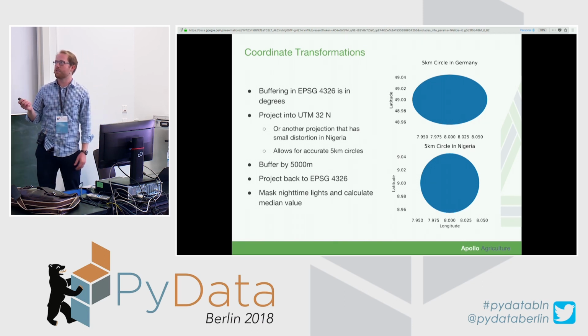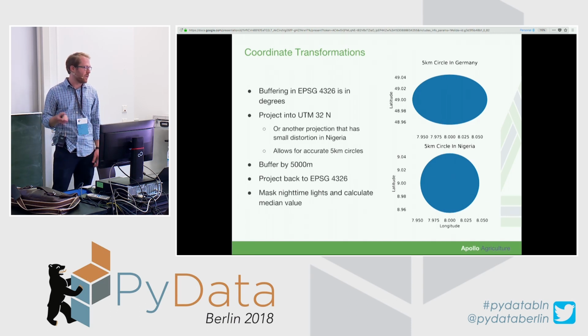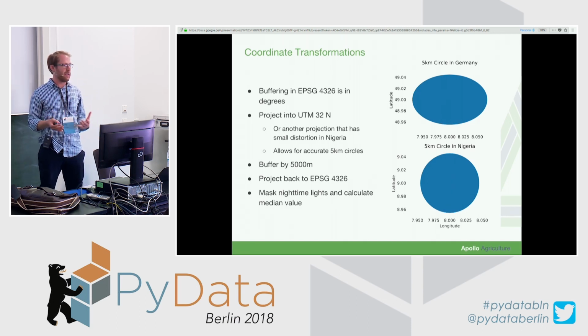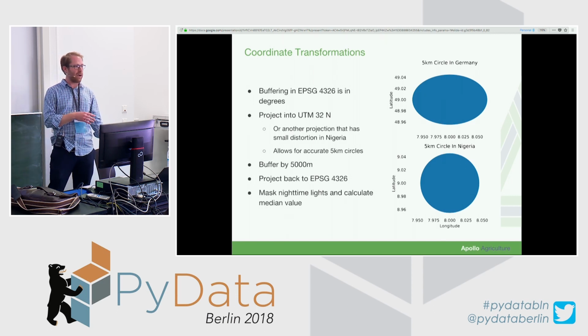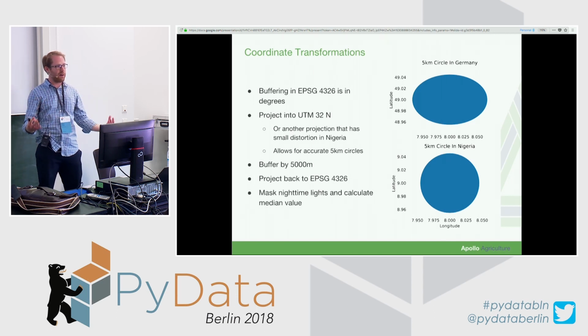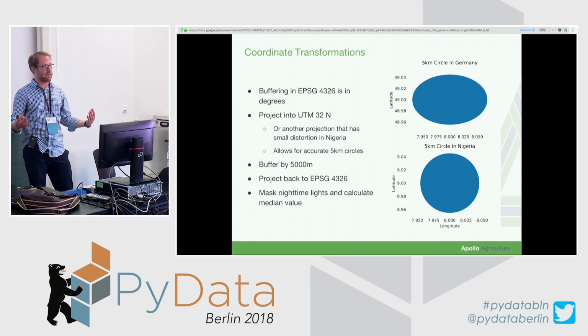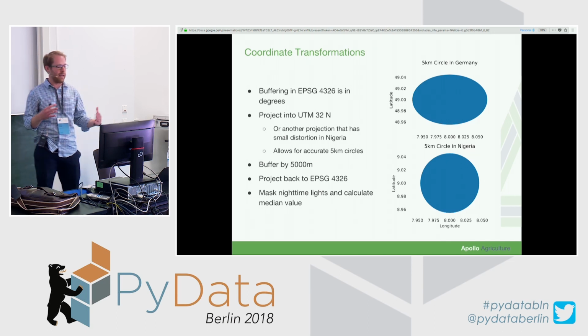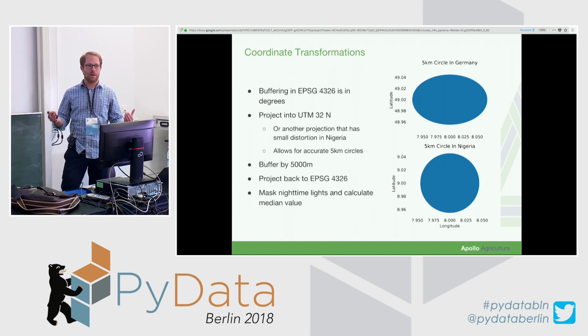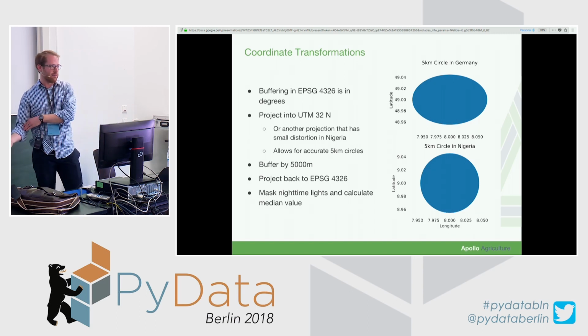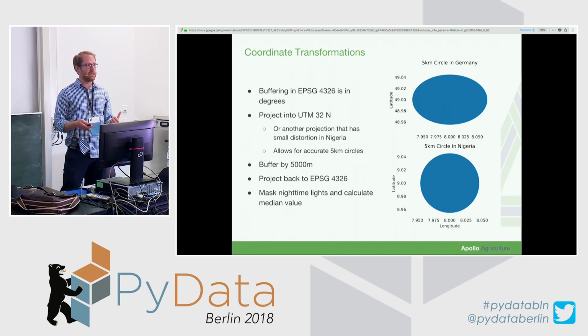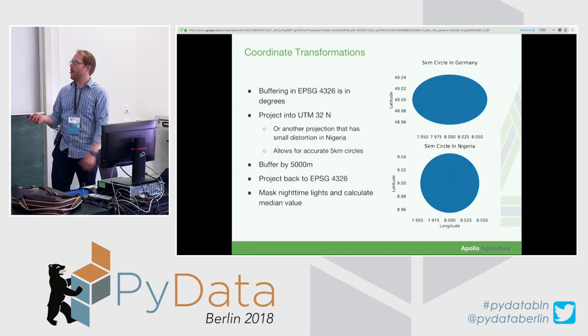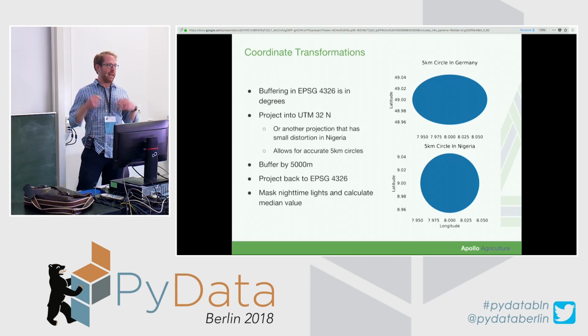In this case, I just Googled around and found this one, which is a nice one that has small amounts of distortion within Nigeria. So I transform it into that coordinate reference system. Then I buffer by 5,000 meters, 5 kilometers, as I know that's the amount that this has been anonymized. Now I have a polygon, but I'm in the wrong coordinate reference system to do my calculations on the nightlights. So I transform it back. Ultimately what I end up with is a polygon in lat lon that is a constant 5 kilometer circle on the Earth.